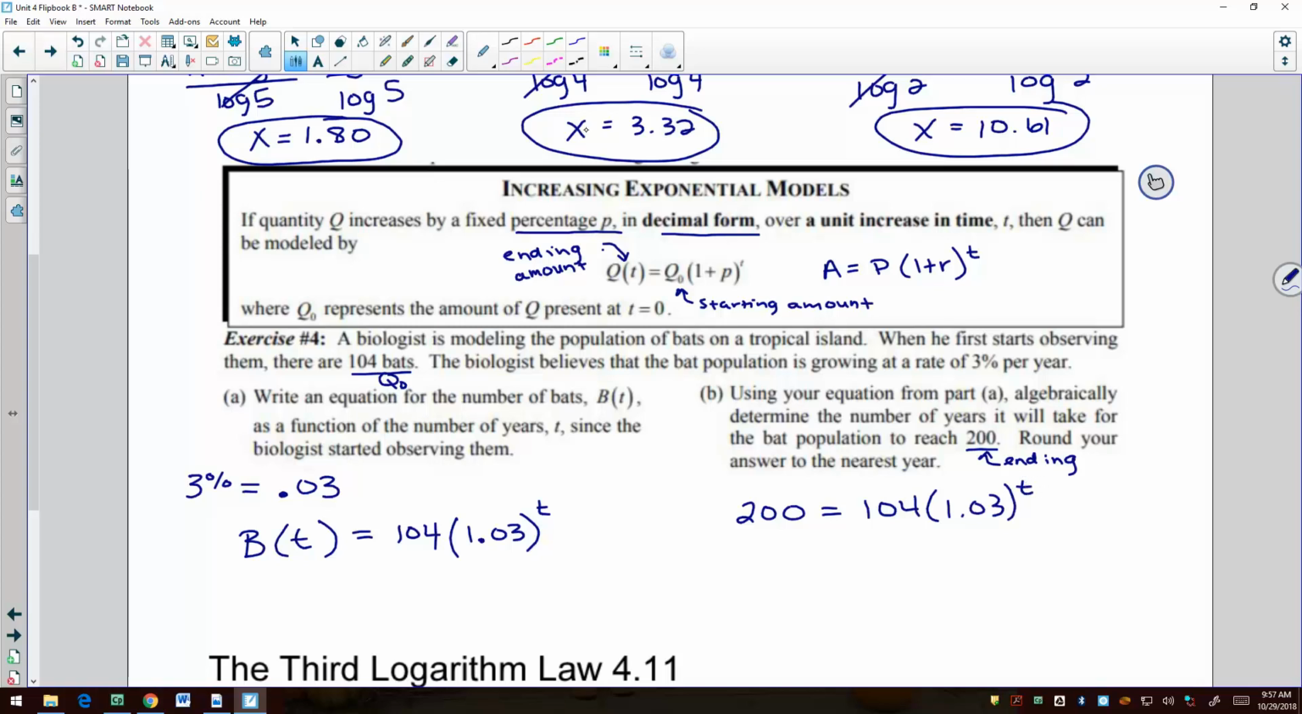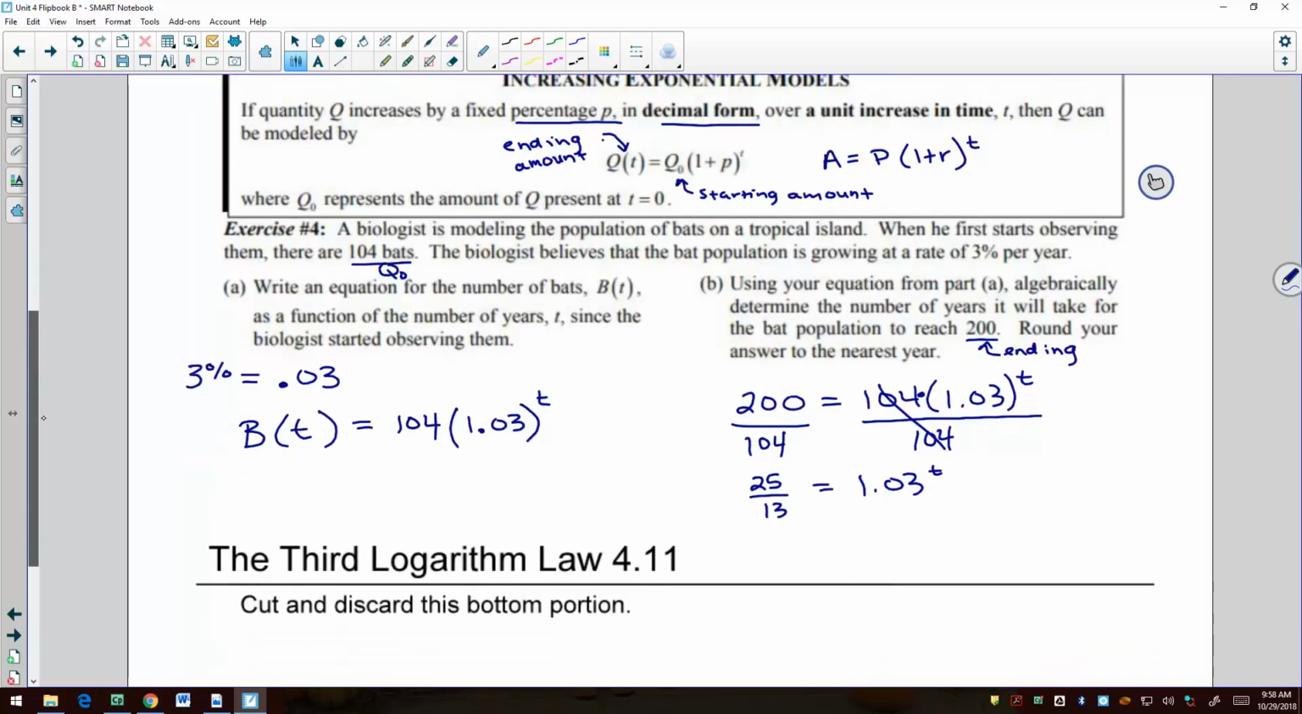Well, you're going to have to use your log power rule. Before you add logs to both sides, you want to move anything over to the other side that you can that is not directly attached to the exponent. Well, you'll notice this 104 is not attached to the exponent. It's actually attached with multiplication to the 1.03 to the t. So I'm going to divide the 104 over to the other side. Now, this is not a pretty number. Leave it as a fraction. I just reduced it. It reduces to 25 over 13 equals 1.03 to the t.